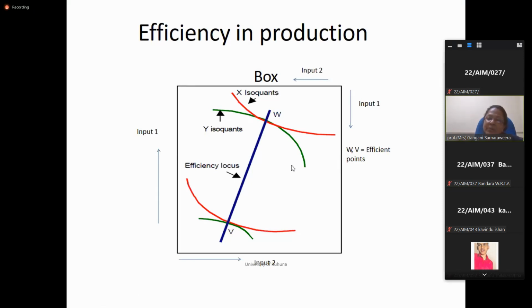Now just remember, we put this red one first and we put this green one on this one.